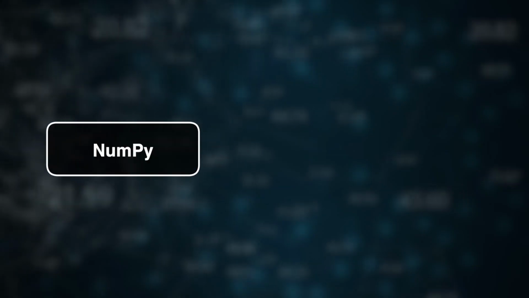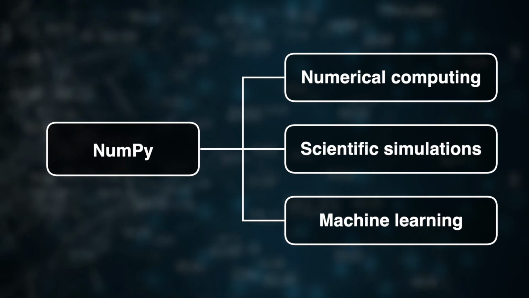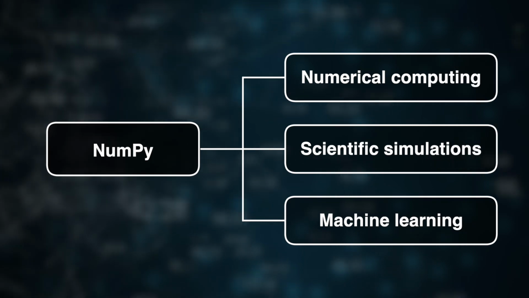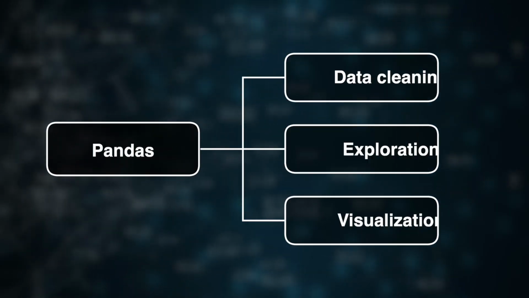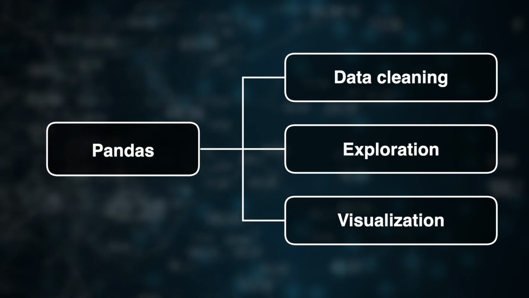So, NumPy is a powerful and efficient tool for working with numerical data in Python. It's widely used by data scientists for numerical computing, scientific simulations, and machine learning. Pandas, on the other hand, is a versatile and convenient tool for working with tabular data in Python. It's widely used for data cleaning, exploration, and visualization. And let's take a look at an example.